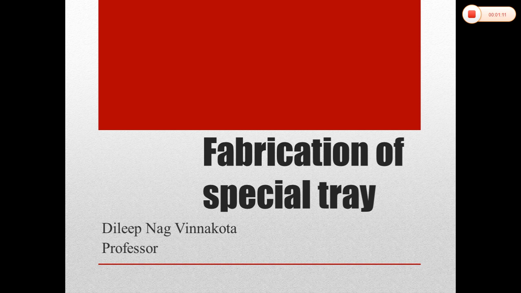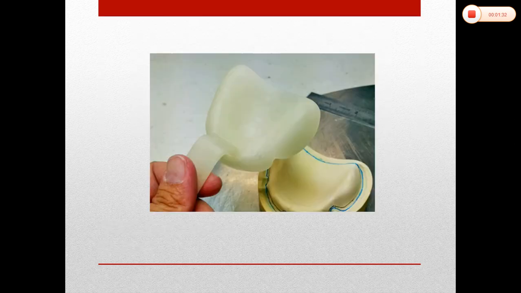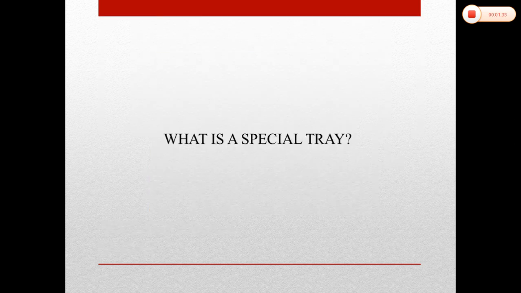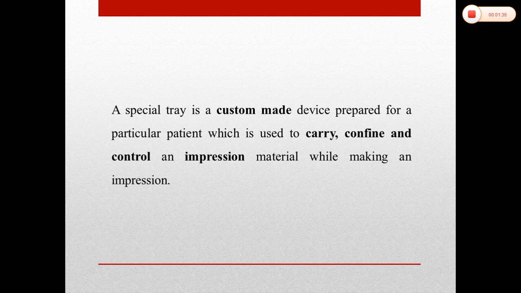But when we come to custom trays, which can also be called special trays, they are fabricated on a primary model that we get from primary impressions of the patient, and they are fabricated exclusively for that particular patient. That's why they are called a custom tray or a special tray. So what exactly are these special trays? A special tray is a device which carries, controls, and confines the impression material while making an impression. So we're going to talk about this special tray today.